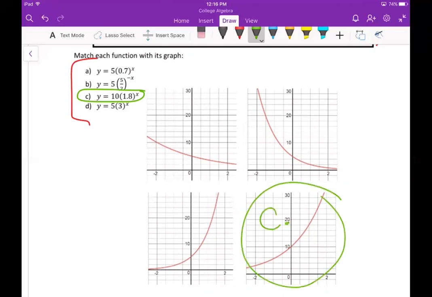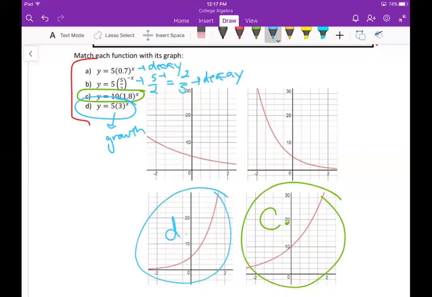So this is C. Now, if we look at these graphs, we see that this one should definitely be decay, because the factor is between 0 and 1. Here we see 5 over 2, but we remember 5 over 2 to the negative 1 is 2 over 5. So again, this one is decay. This one is the only one that's growth. So now we can eliminate D and say, okay, the only one that's growth is right here, so that is D. So growth versus decay also is a big player in this game.